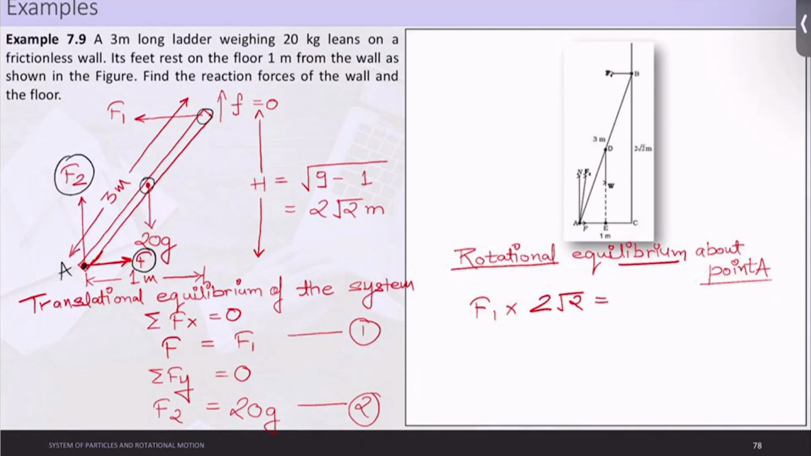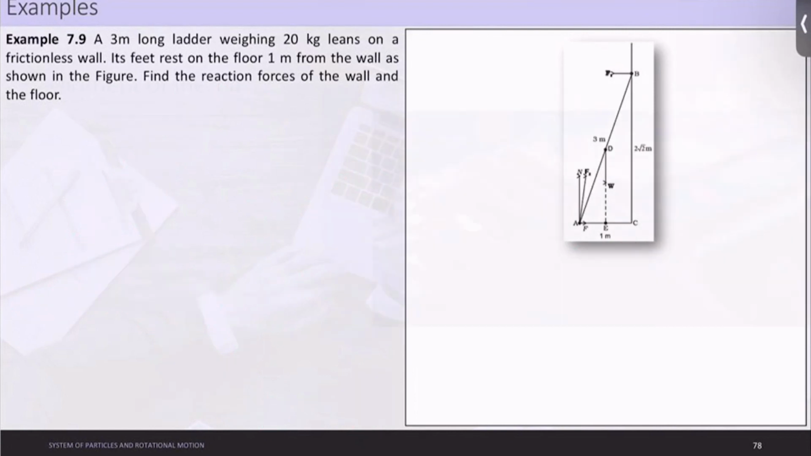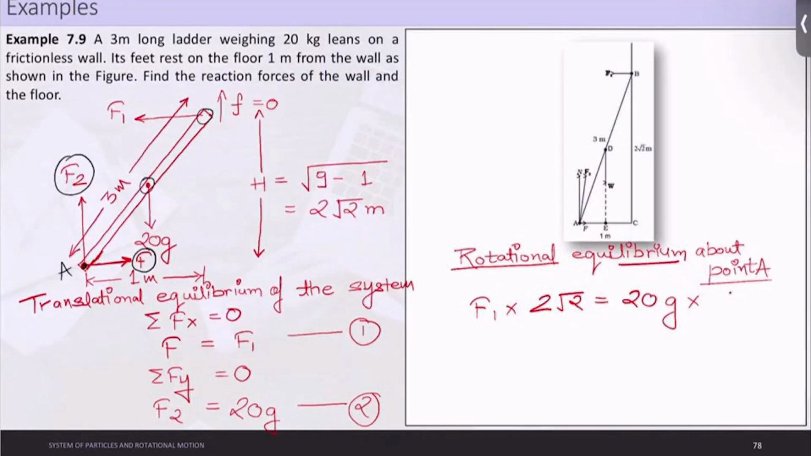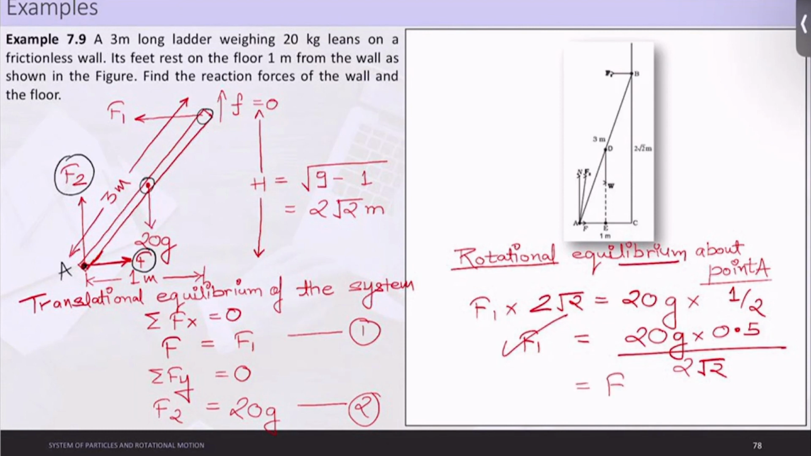is equal to 20G into, so what will be this distance here? If it is 1, then this will be 0.5. This will be 1 by 2. From this we can directly calculate the F1 value, that is nothing but 20G into 0.5 upon 2 root 2. That's how we got the value of F1. As F1 is understood, this is nothing but equal to capital F. And F2 is nothing but equal to 20G. So we calculated the value of F2, F, and F1.